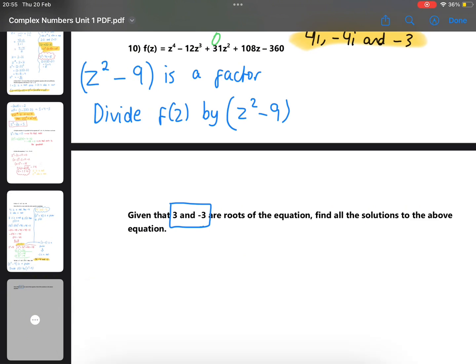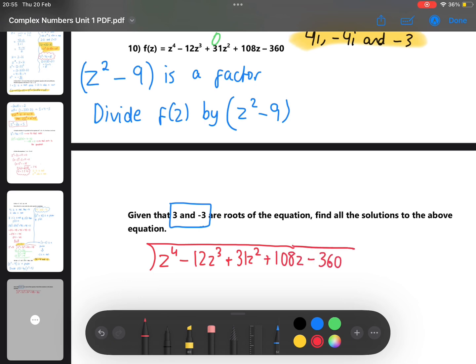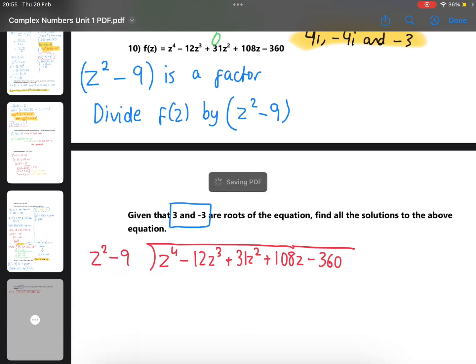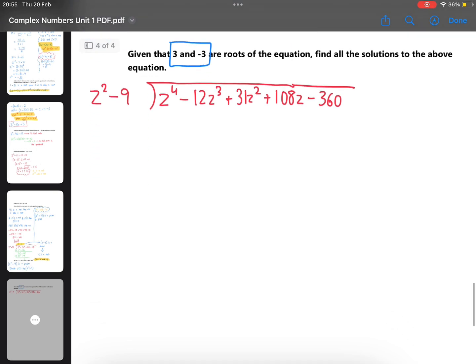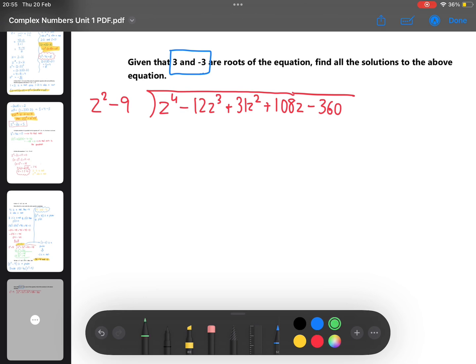So we have z to the 4 minus 12z cubed plus 31z squared plus 108z minus 360, and we're dividing by z squared minus 9. So polynomial division, it can be a little awkward at first, but it's a skill that you very much build up through A-level maths as well as further maths. So by the end of the course, you should be quite comfortable with this skill.